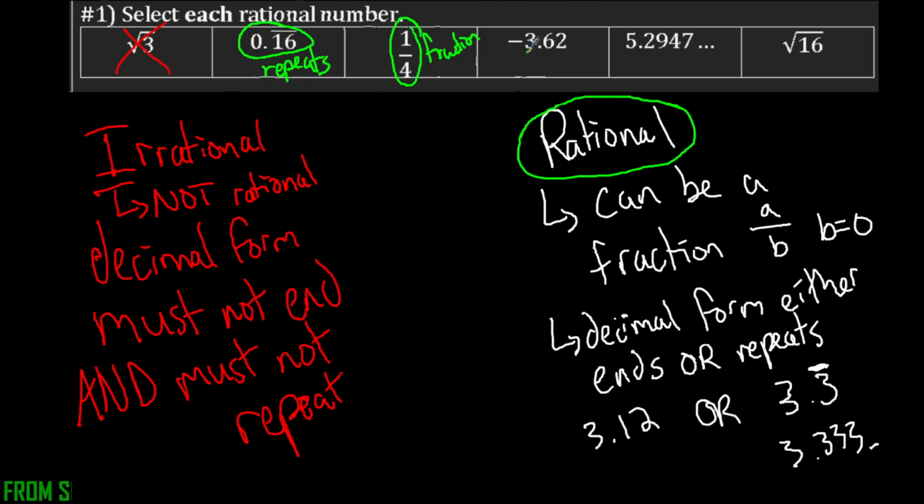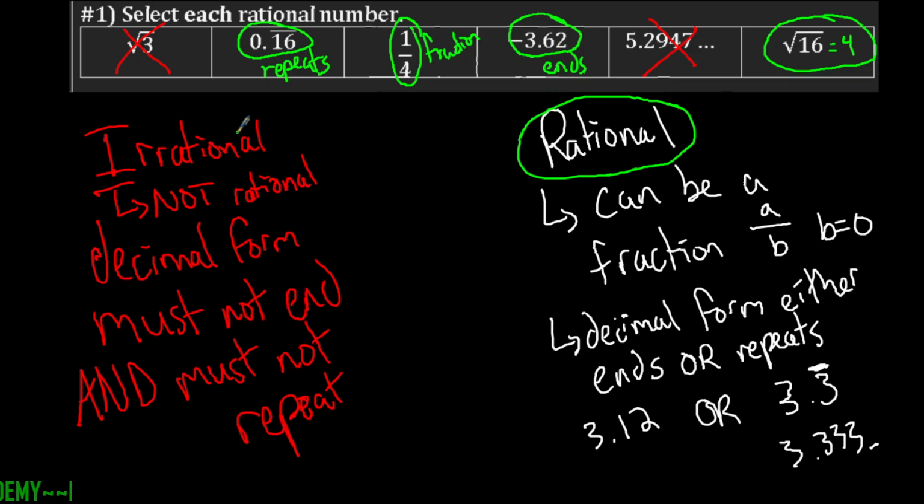So that one's good. Negative 3.62. That one's also good because the decimal ends. We're going to say this one is irrational because it does not end and it does not repeat. And square root of 16 is equal to 4. So we're going to say that is going to be rational as well because it ends. So always make sure you're looking at the results.